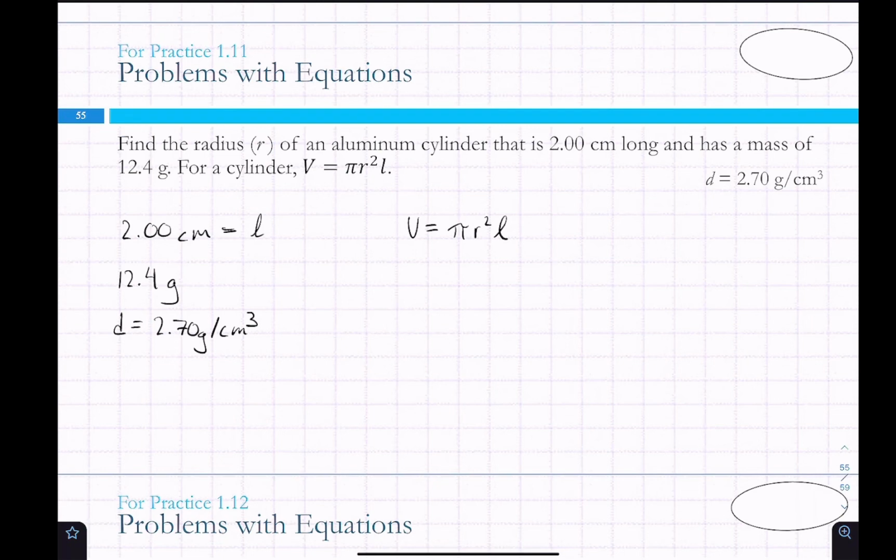Which quantities can we fill in here right now? Yeah, so we've got L. We want to find r. That's what we're looking for. Pi is a number. So how do we get the volume of the cylinder? Use the grams and the density. Yeah, use the grams and the density. Right? Density allows us to convert.